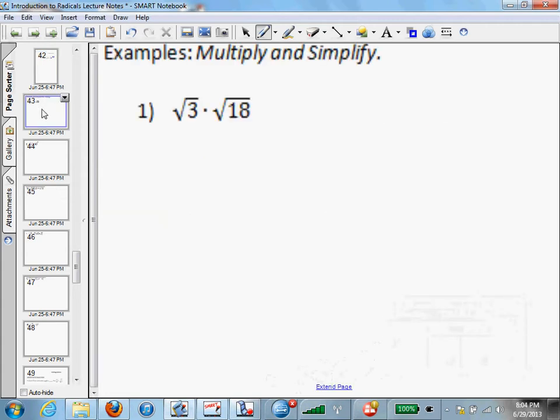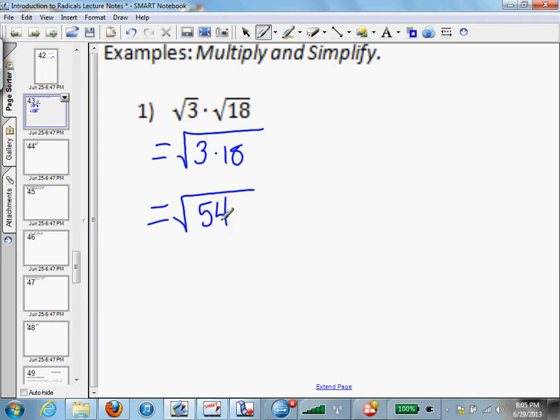So now to look at some examples, we have number 1 to simplify after multiplication has happened. So we can actually combine these together, since we have two real numbers, into the radical of 3 times 18. All we did was take the radical of 3 times the radical of 18, bring them together under one radical with the multiplication symbol inside. And what happens when you multiply 3 and 18? You get the product of 54. It is under the radical.